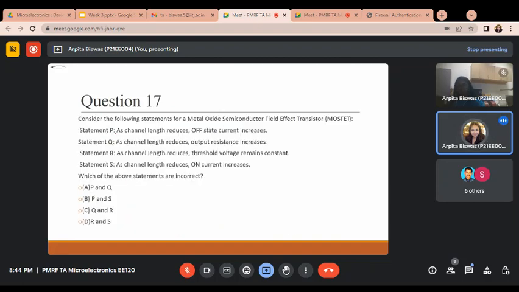So next question, number 17. Consider the following statements for a metal oxide semiconductor field effect transistor. Statement P: as channel length reduces, off-state current increases. Statement Q: as channel length reduces, output resistance increases. Statement R: as channel length reduces, threshold voltage remains constant. Statement S: as channel length reduces, on current increases. Which of the above statements are incorrect? So which is the wrong information?